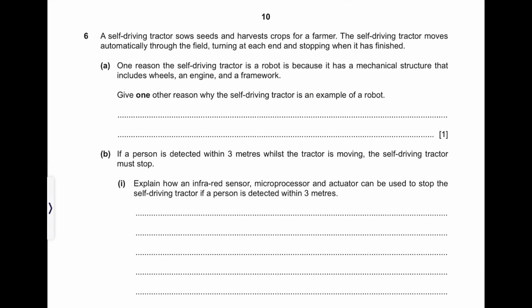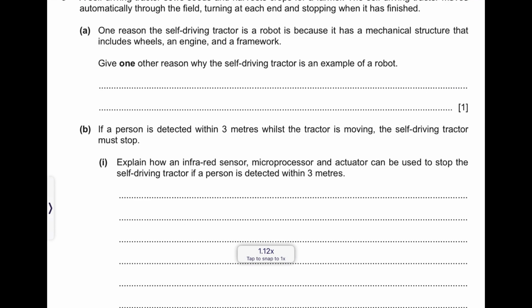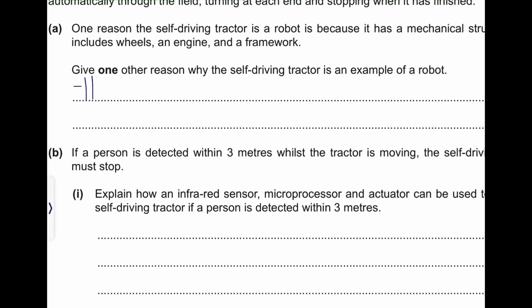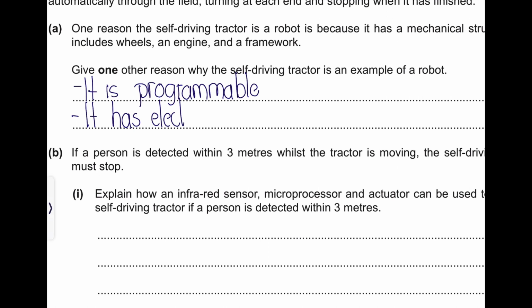Now we'll be moving to question number 6, which says that a self-driving tractor sows seeds and harvests crops for a farmer. The self-driving tractor moves automatically throughout the field, turning at each end and stopping when it has finished. One reason for this is because it has a mechanical structure. Give another reason by the example of a robot. Now robots have 3 characteristics: electrical components, programmable, and mechanical structure. Since mechanical structure is given, I can say that it is programmable, and then you can also say that it has electrical components.